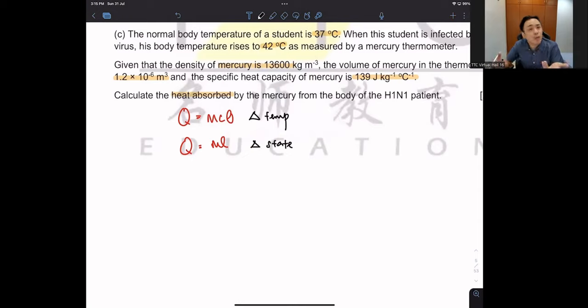So what if we have both? Then use both. Calculate MC theta plus ML. So there will be cases where the question will be Q equals MC theta, or Q equals ML, or sometimes you see MC theta plus ML. It's perfectly normal. Changing temperature, use MC theta. Changing state, use ML. Change both, MC theta and ML.